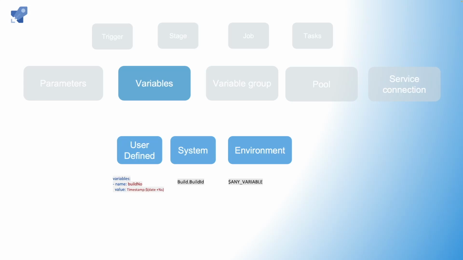System variables, there are a lot of system variables available. That's one of the variables I have mentioned here, Build.BuildId. So whenever you run a build, a unique build ID is generated. So if you want to log it or want to use it, you can use it via a system variable. Environment variables, as the application you are building might rely on environment variables during builds. So environment variables can be used to pass values to the application.